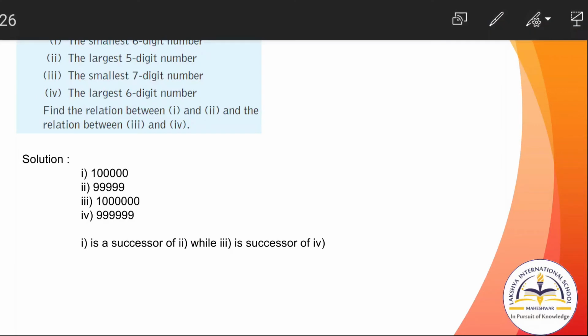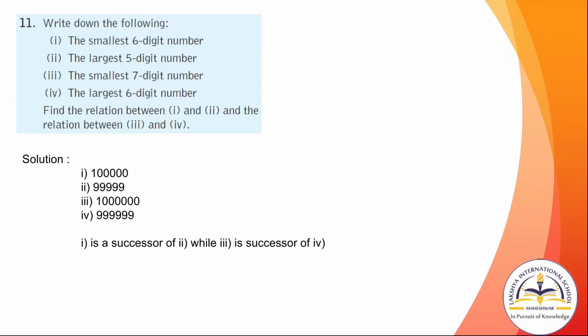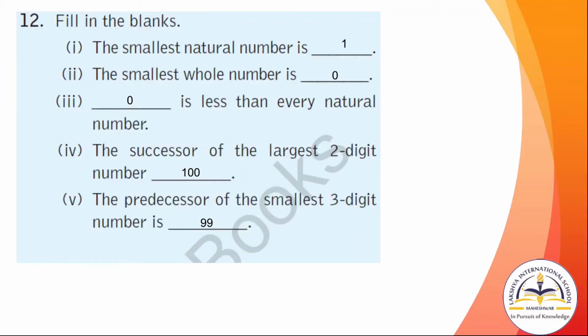So we write 1 is a successor of 2 while 3 is a successor of. Question number 12, fill in the blanks. The natural numbers start from 1, so 1 is the smallest natural number. The whole numbers start from 0, so 0 is the smallest whole number. Now blank is less than every natural number, that is 0.